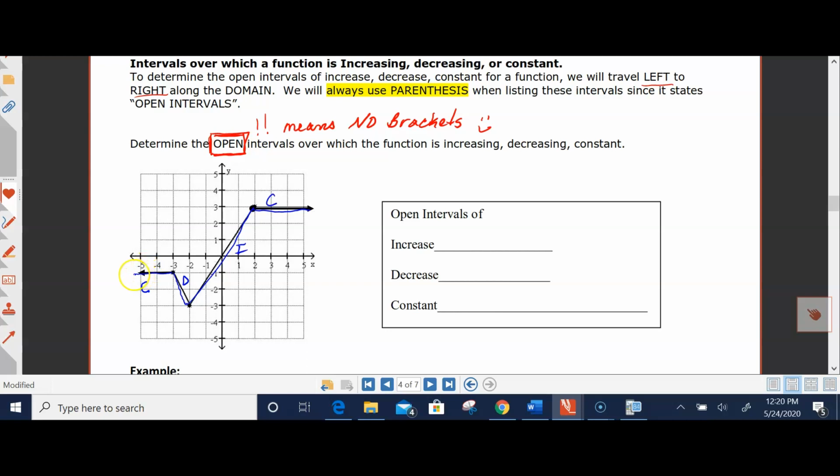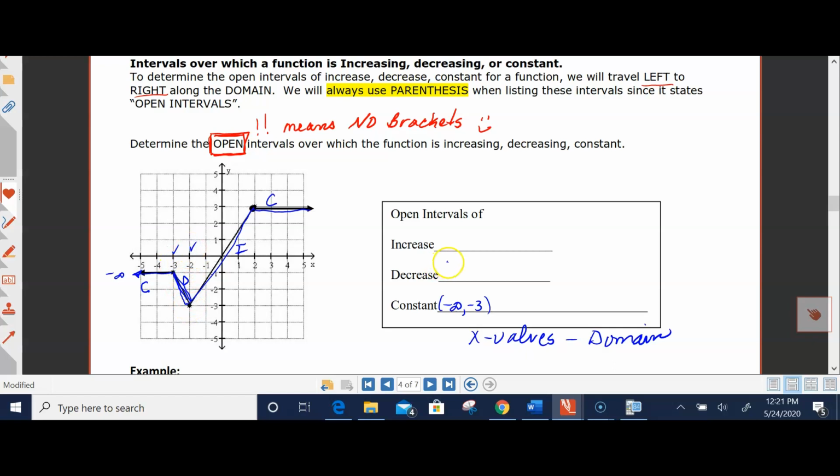So this constant interval, because there's an arrow at the end, means it starts at negative infinity and it stops being constant at negative 3. So a constant interval is negative infinity to negative 3. We only use x values because we're moving left to right, so we look at domain values only. So there's a constant interval. Notice no brackets.